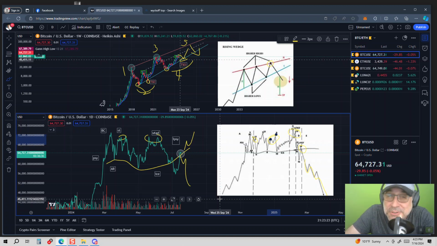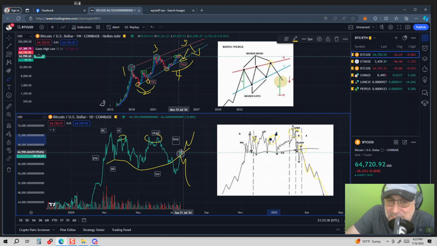Don't know what's going to happen, but I think we're going back down overall. But like I said, it's going to really determine what's going to happen at this key juncture where we're at right now, the ICE and the LPSY.